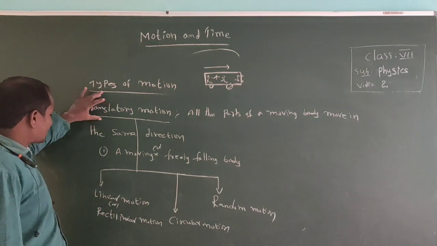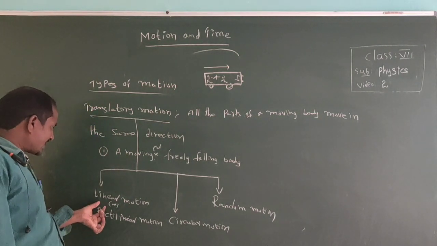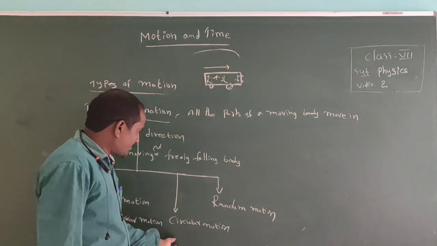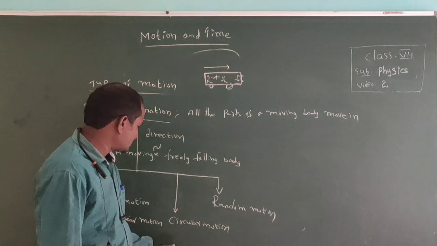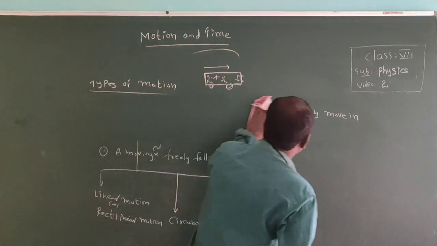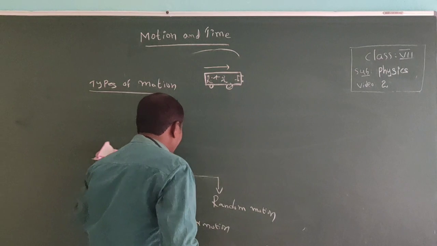Translatory motion can be divided again into three types: linear motion or rectilinear motion, curvilinear motion or curved motion, and random motion. A linear motion means the movement of a body along a straight line is called a rectilinear motion. Rectilinear motion means a body moving in a straight line.